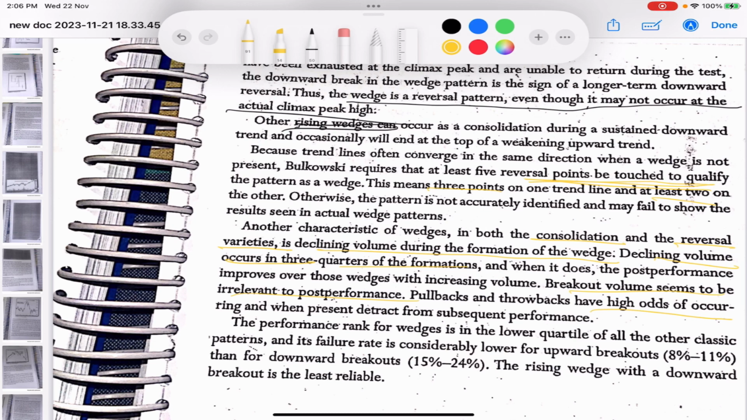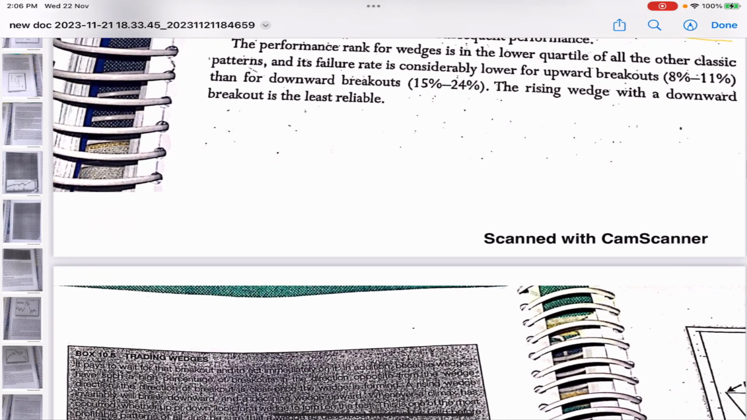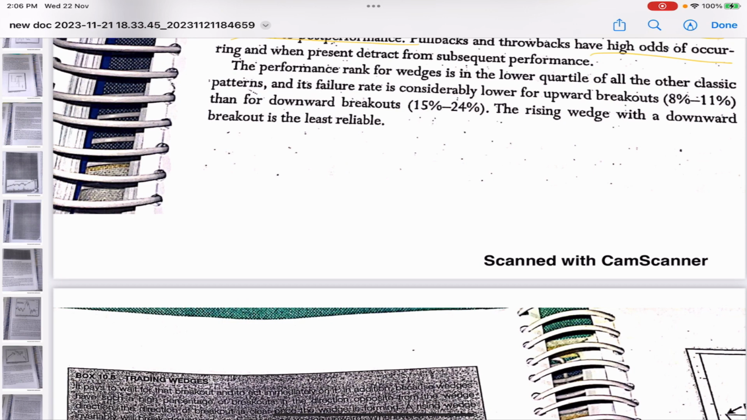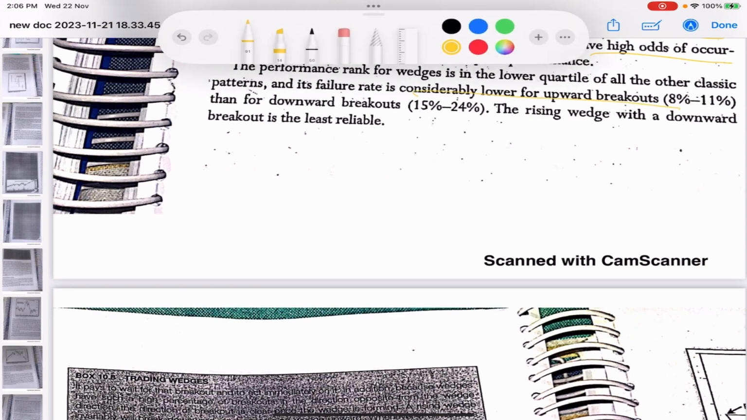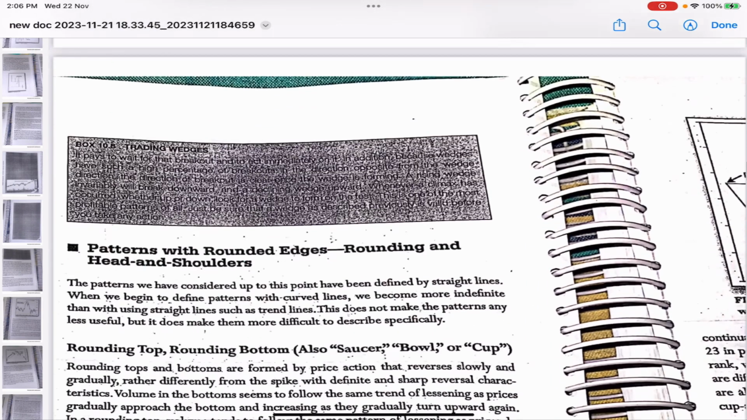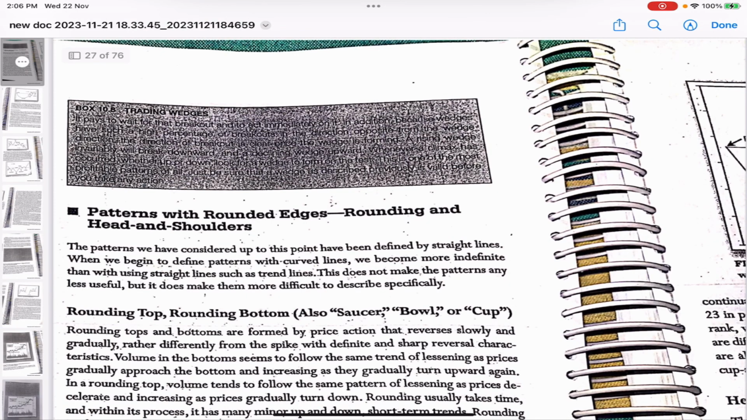So, yeah. Okay, now when we talk about the performance rank for the wedges, like we have discussed for the other things, we can say that for the wedges, the failure rate is considerably low for the upward breakouts and the downward breakouts. The rising wedge, which is downward breakout, is the least reliable. So when we have a rising wedge with a downward breakout, that is the least reliable pattern, which you can say.